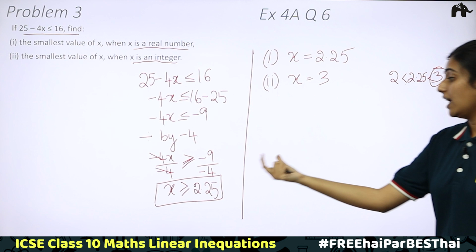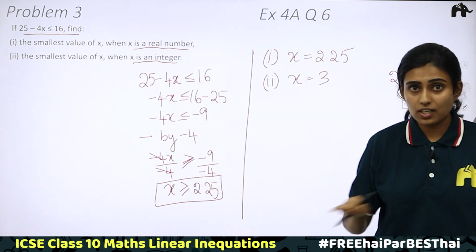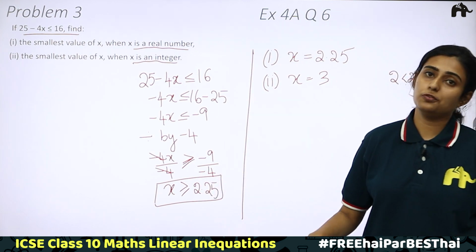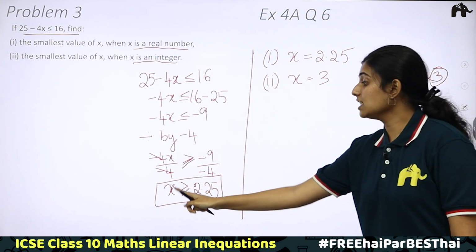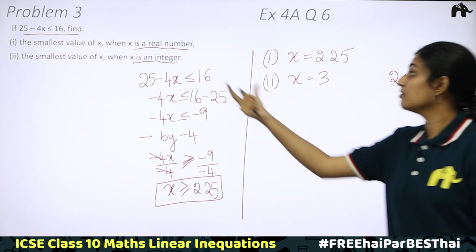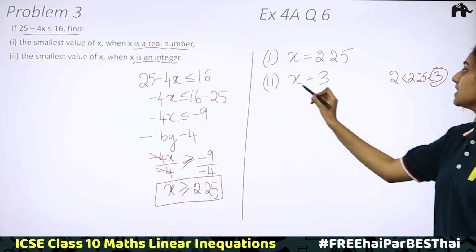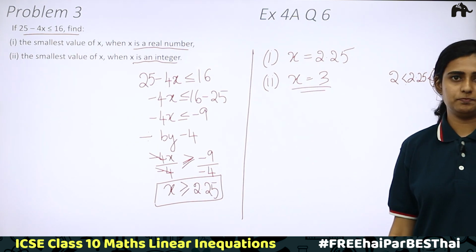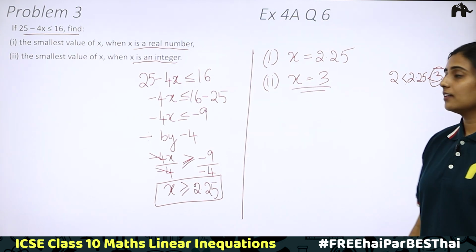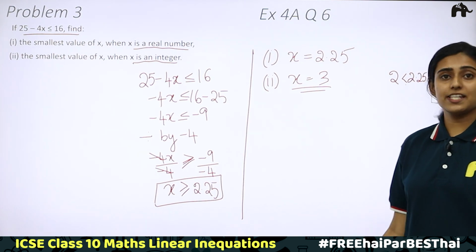Clear? X is greater than or equal to 2.25. We cannot take 2.25 because 2.25 is not an integer. And the condition is x should be the next greatest number, because we need the smallest value of x. Yes, the smallest value of x is equal to 3.